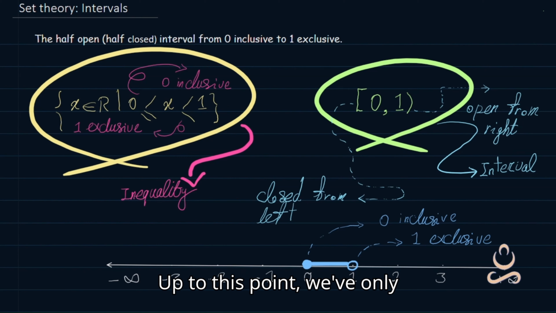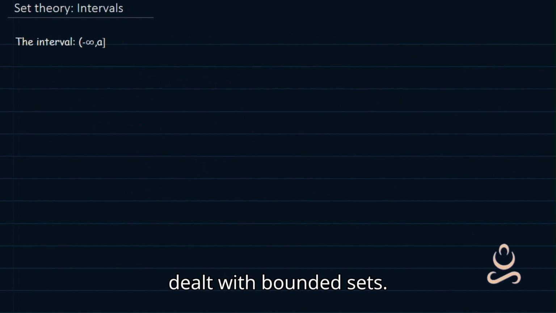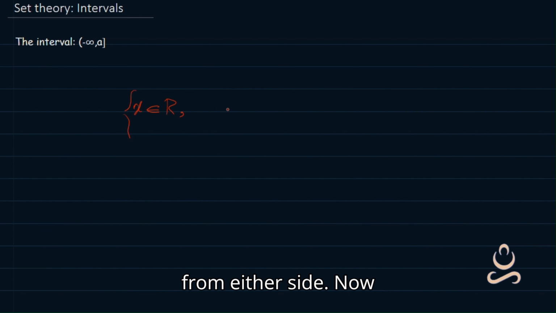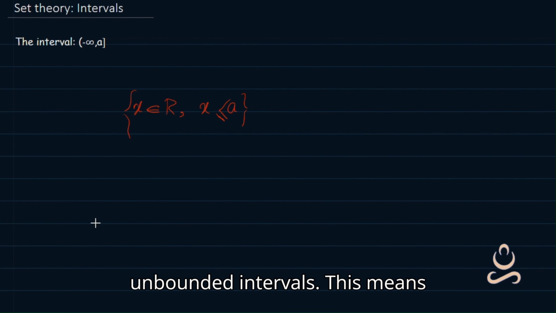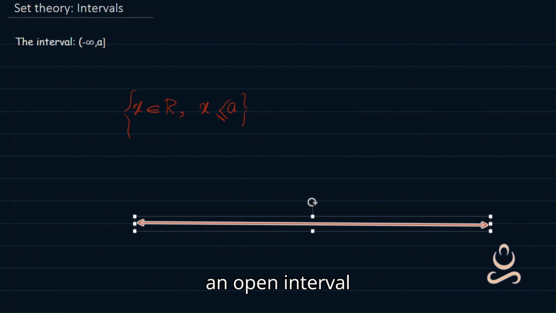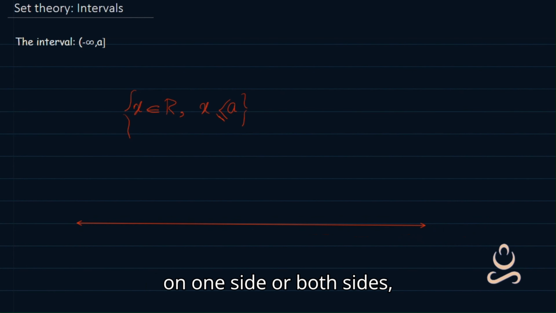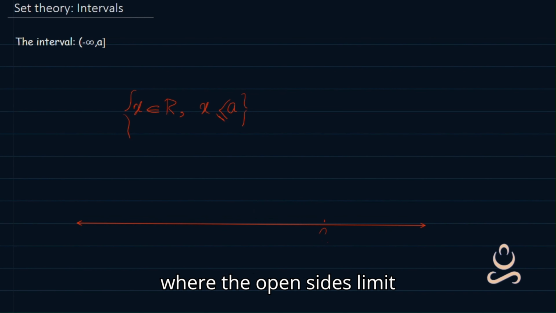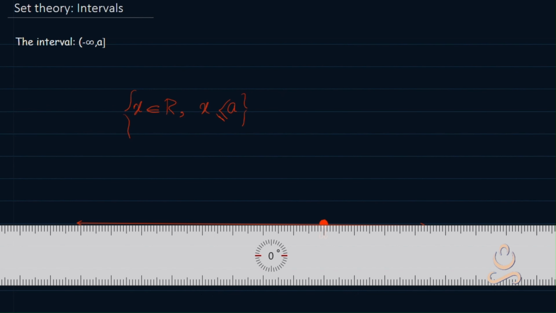Up to this point, we've only dealt with bounded sets, whether the interval was open or closed from either side. Now we move on to unbounded intervals. This means an open interval on one side or both sides, where the open side's limit approaches infinity.